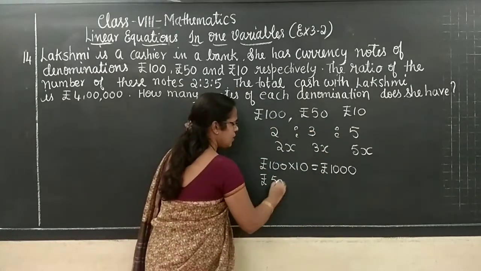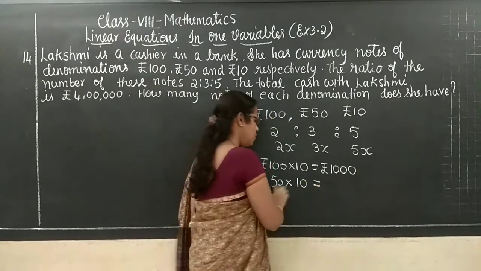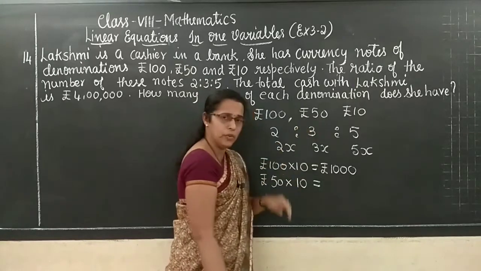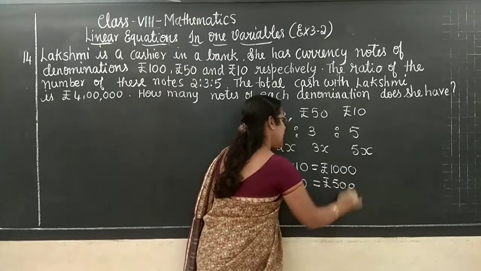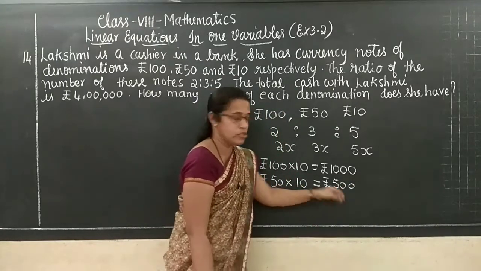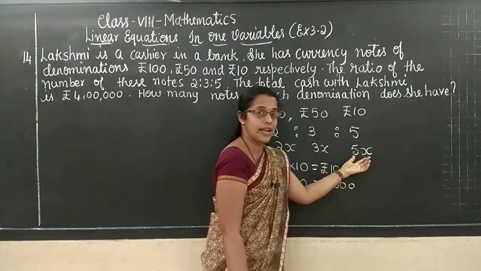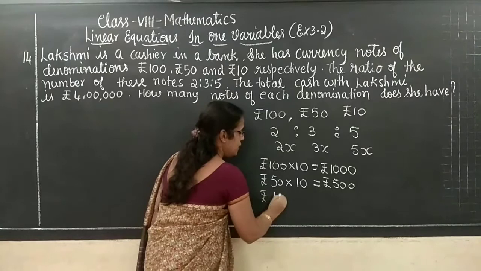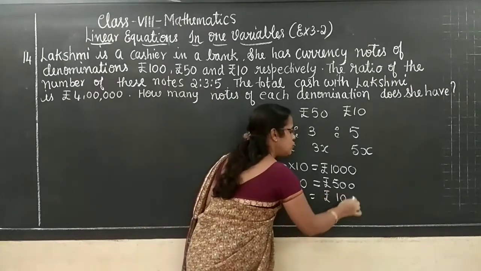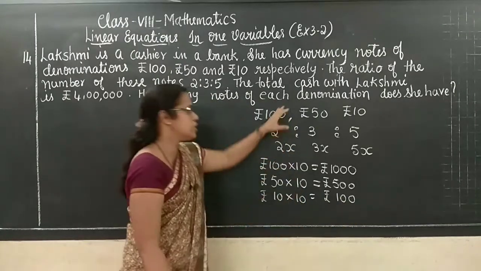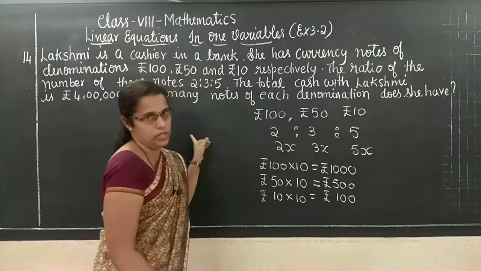So 50 rupees, suppose 10 notes are there. How much does she have? What will you do? 50 into 10. So 50 into 10 is 500 rupees. Like that, 10 rupee notes, if 10 are there, how much amount do you have? 100 rupees. So this is in the form of amount, and this is in the form of notes. These things we have to learn in this question.